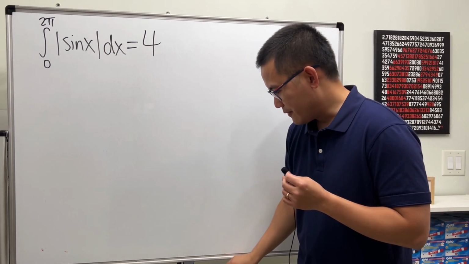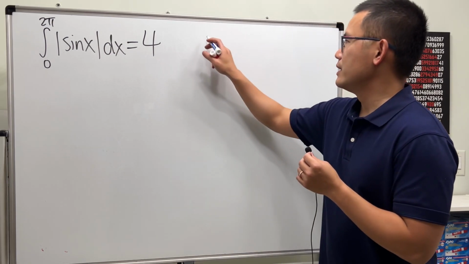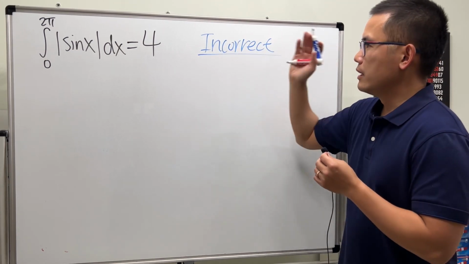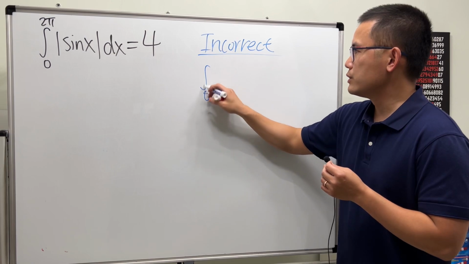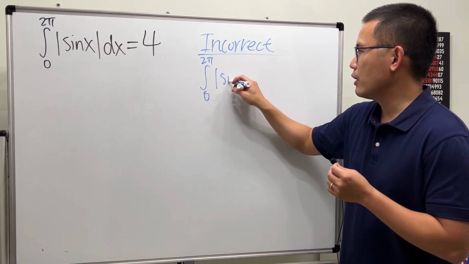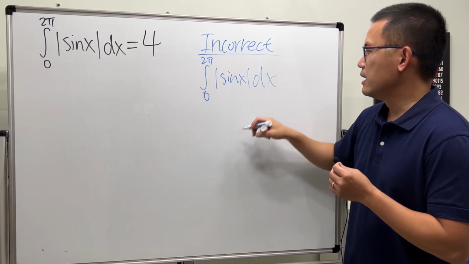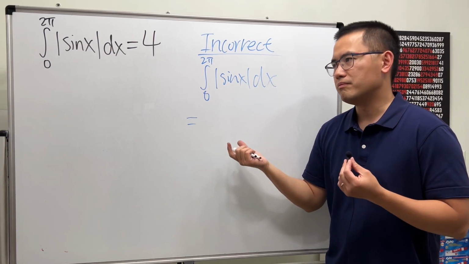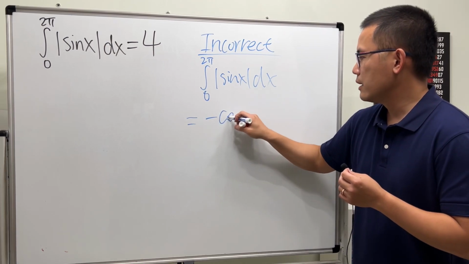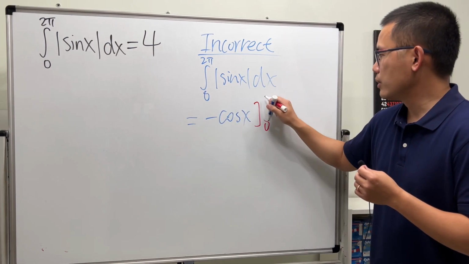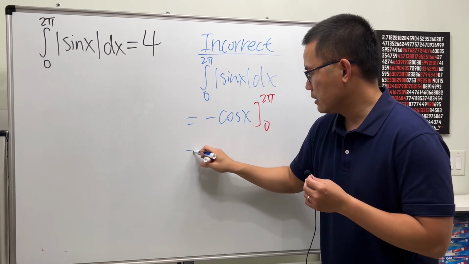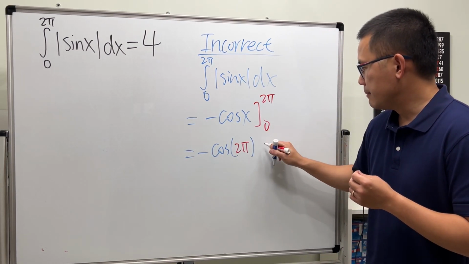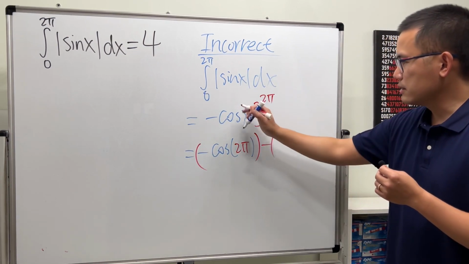Do not just do the following, right? So this is incorrect. If you look at the integral of 0 to 2 pi of absolute value of sine x dx, and then you think that, okay, what derivative of what function will give you sine x? Negative cosine, okay. And then you go from 0 to 2 pi, plugging, you get negative cosine of 2 pi. And then that's the first part, minus plugging 0.